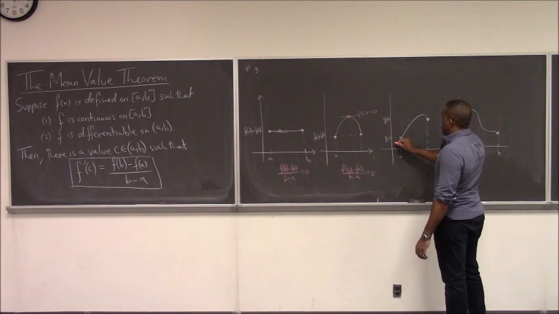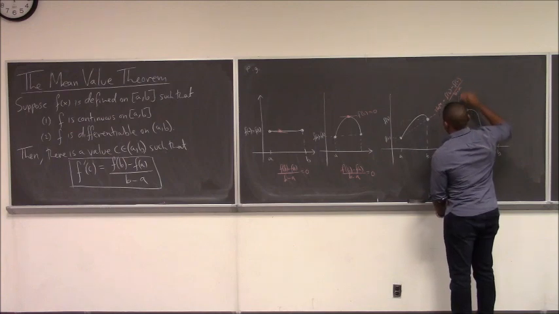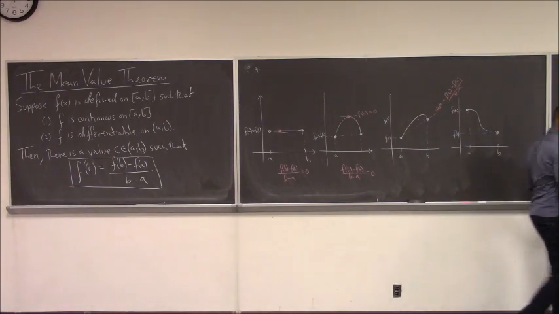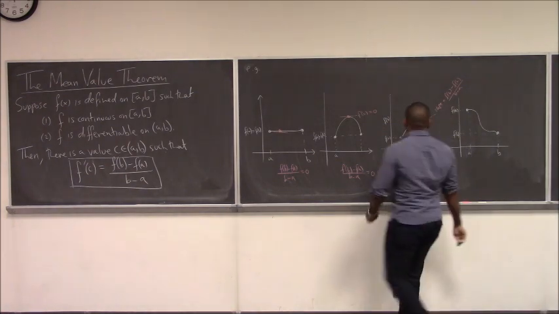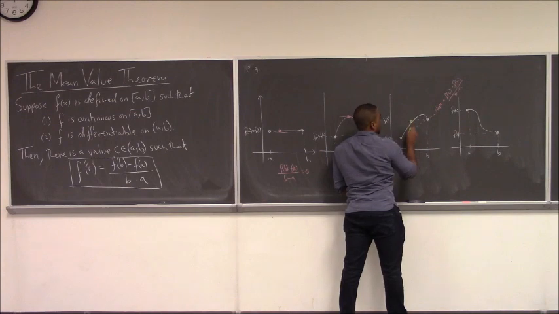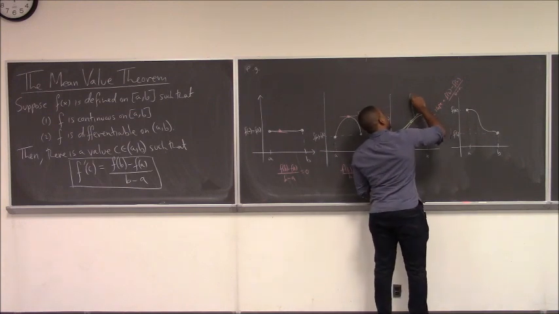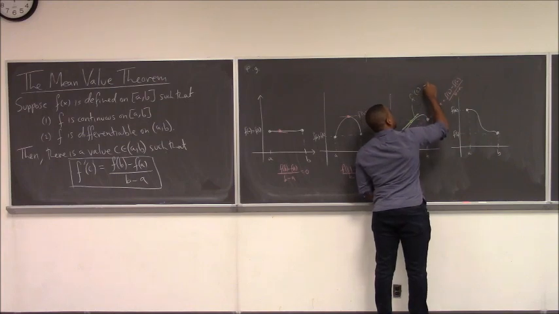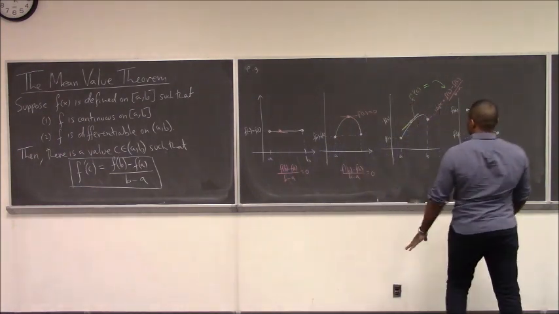pretty much your f of b minus f of a is going to be the slope of this line. Right? Slope here equals f of b minus f of a over b minus a. The mean value theorem says there's a point where the instantaneous rate of change will have the same slope. In this case, I can pick, say, this point. The tangent line there is parallel. It should be parallel, not to scale.